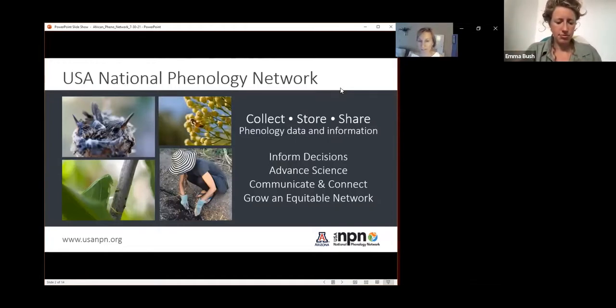We also make these data available to support scientific discovery, communicating about climate change and phenology and how phenology is changing. And finally, one of our aims is to grow an equitable network across the country.